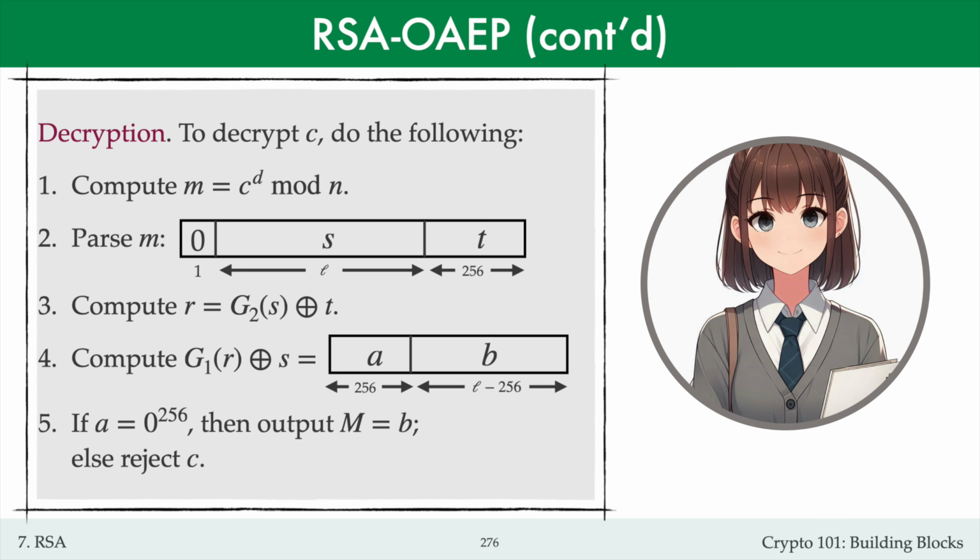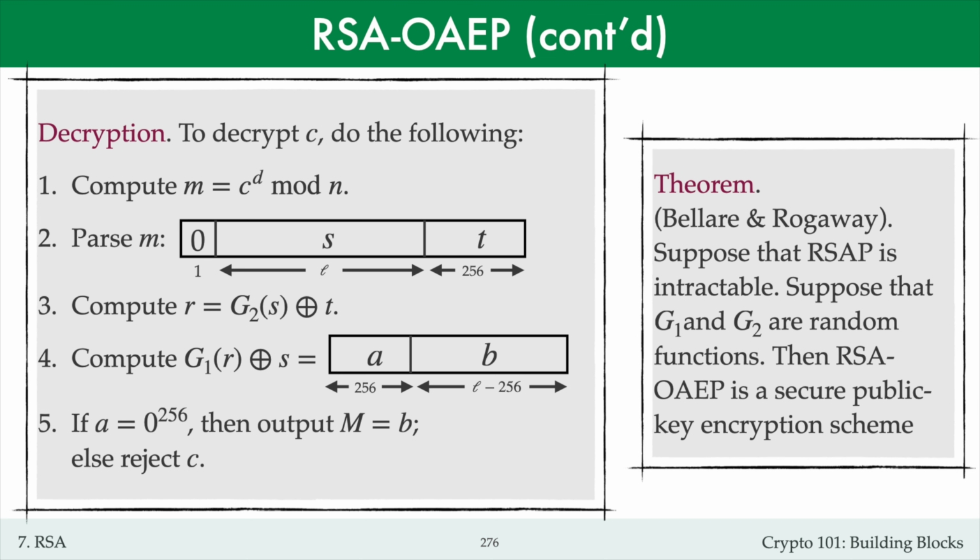You can check that, if C is a valid encryption of a plaintext capital M, then the decryption algorithm will accept C and output the plaintext capital M. In other words, RSA-OAEP decryption works. RSA-OAEP comes with a very nice security guarantee. We have the following theorem.